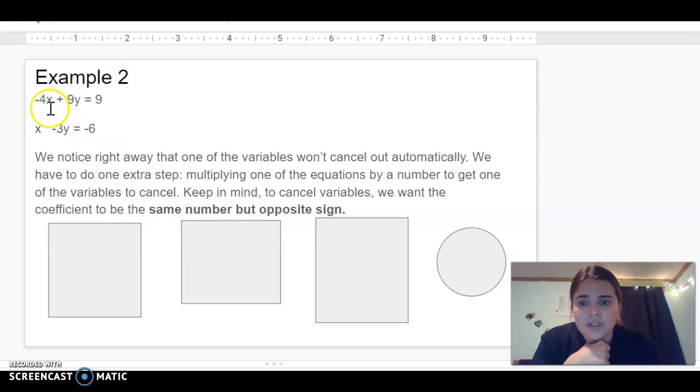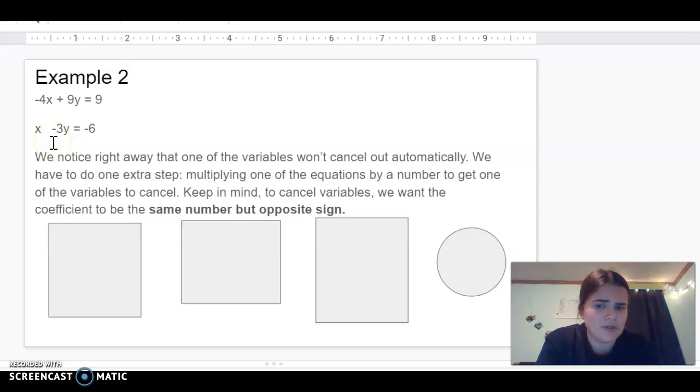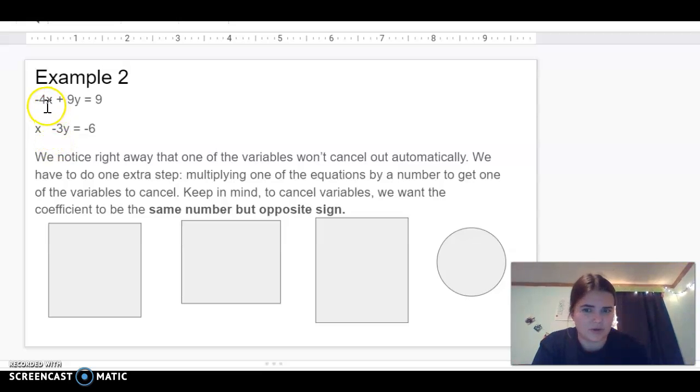So we can do this with either variable. We can do it with either x or y. I'm going to choose x, so it just seems easier to me. So we have this negative 4x and this x. So if we want them to cancel, we want the coefficients to be the same number but the opposite sign. So we want this x to be the same number but opposite sign as this negative 4x. So we just take this whole equation down here, we multiply it by 4, because 4 is opposite of negative 4. So if we multiply this x by 4, it'd cancel out with that other x.